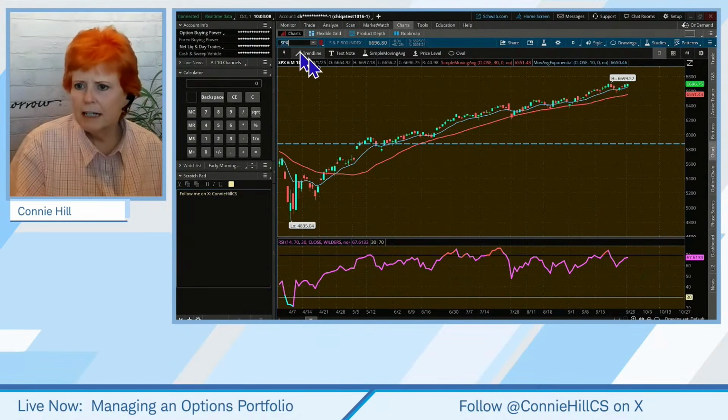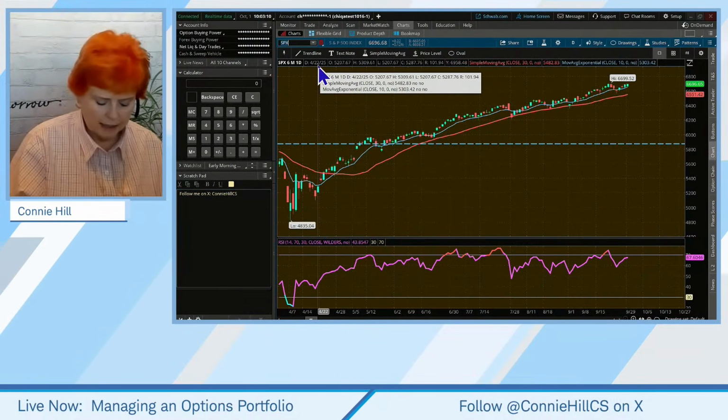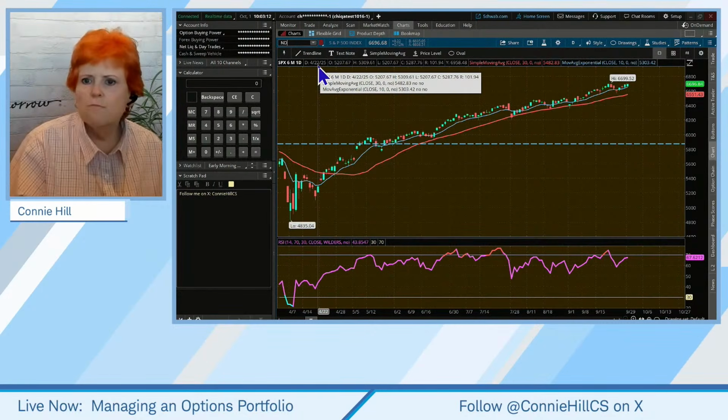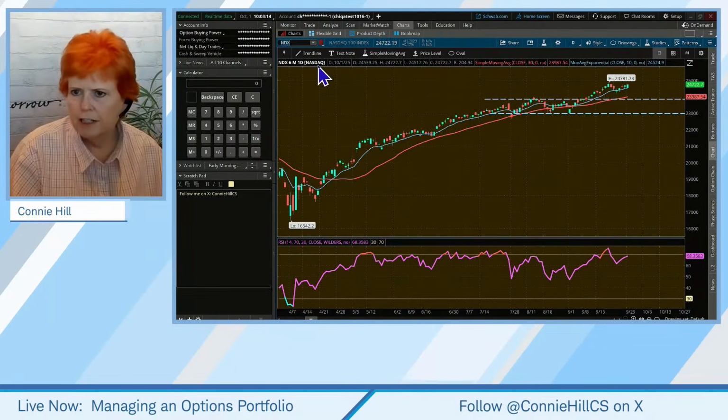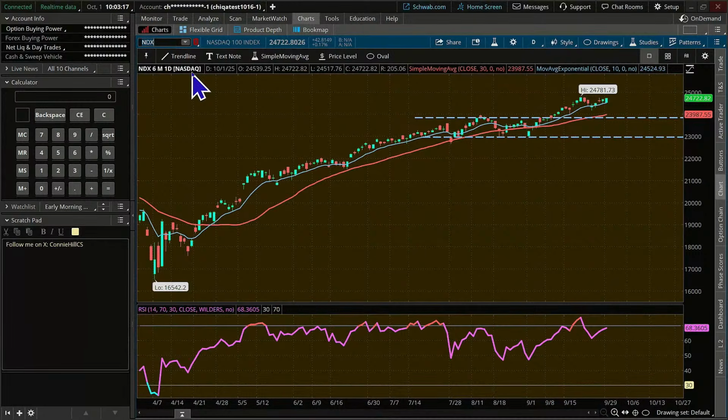Now, most of the indexes were down a little bit early. Looks like they have all recovered, or mostly recovered here. NDX is up about 0.17%. So it looks like the market has bottomed off its lows.